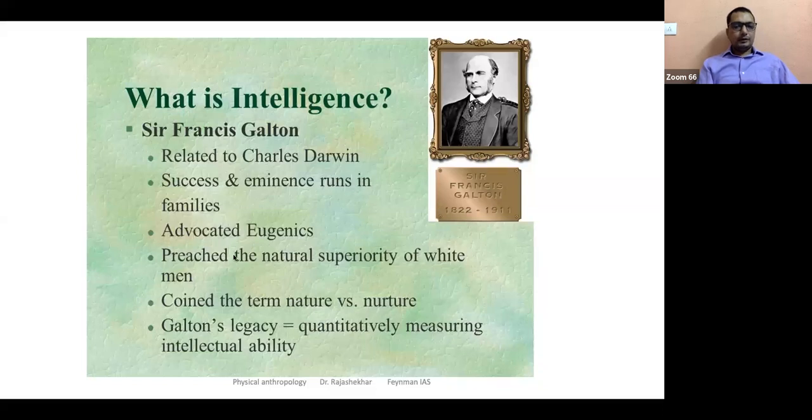Next, he preached the natural superiority of white men. He thought white men are superior over blacks, and he said that natural superiority in whites comes from their genes. And this is where the debate on nature versus nurture began. Is it because of our genes or because of our environment? And what is playing the major role in defining a character?